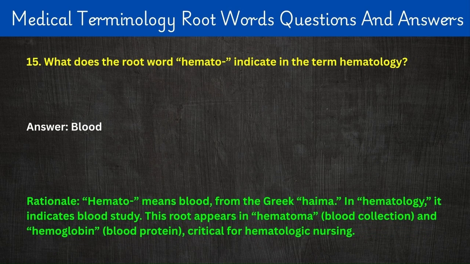15. What does the root word hemato- indicate in the term hematology? Answer: blood. Rationale: Hemato- means blood, from the Greek haima. In hematology, it indicates blood study. This root appears in hematoma, blood collection, and hemoglobin, blood protein, critical for hematologic nursing.